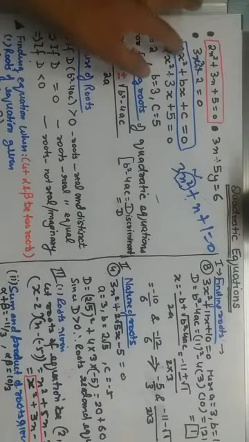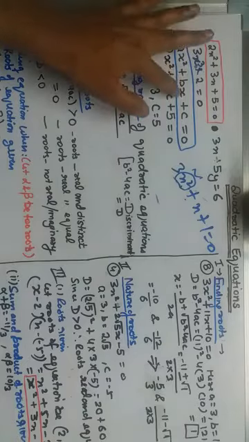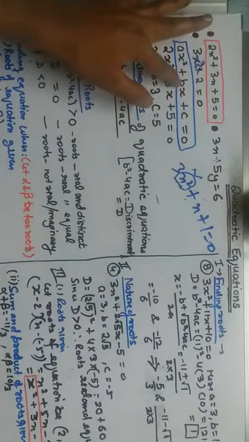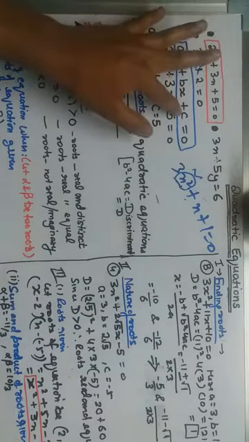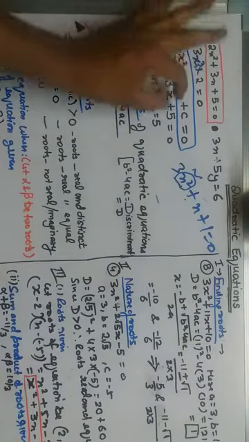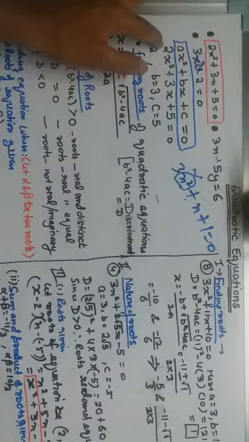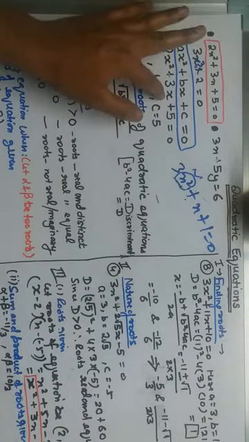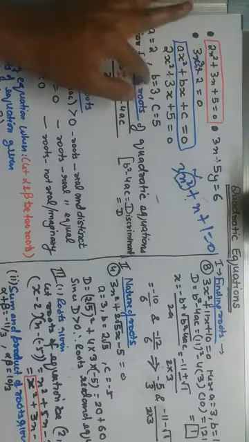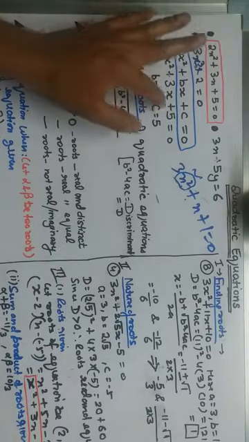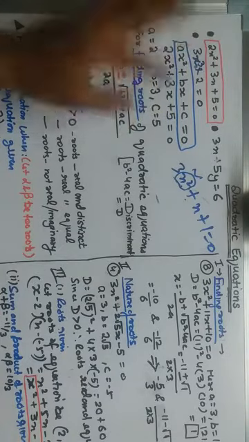Now what is a? Whatever is the coefficient of x square will be a, whatever is the coefficient of x will be b, and whatever is the third term will be c. So suppose this is an example. In this equation, x square has the coefficient 2, so 2 will be the value of a. Whatever is the coefficient of x, that is b, is equal to 3. Whatever is the third term, the term without x, that will be c.